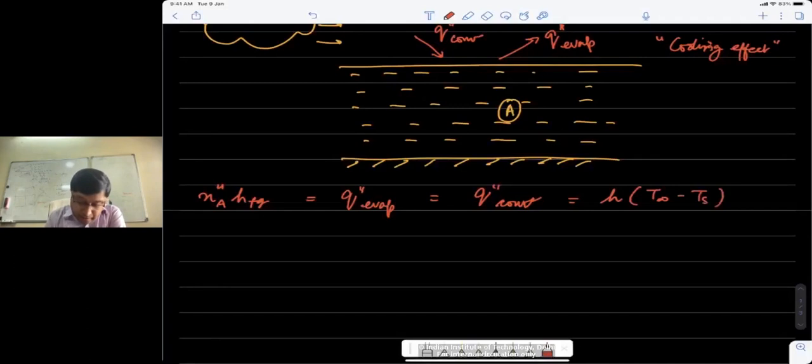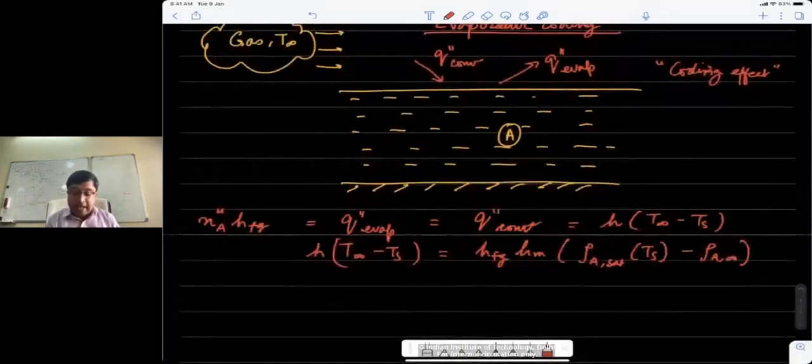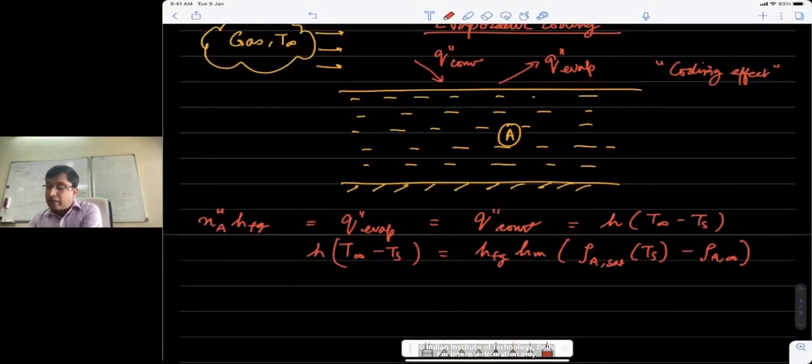Now, what is n double dash A? Let me write this equation again. h times (T infinity minus Ts) would be h_fg times n double dash A, which can be written in terms of the mass transfer flux. We'll have h_m times rho A at the saturation condition corresponding to Ts, minus rho A infinity, which is the density of the species A in the free stream, which is a gas. If you're working with air, for instance, that would be dictated by the specific humidity in the free stream.